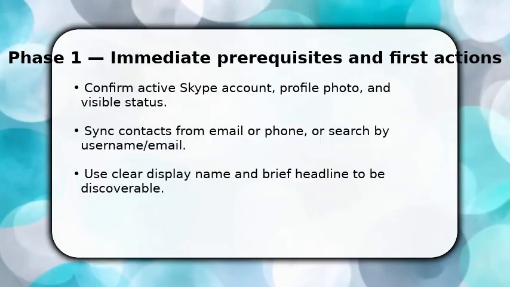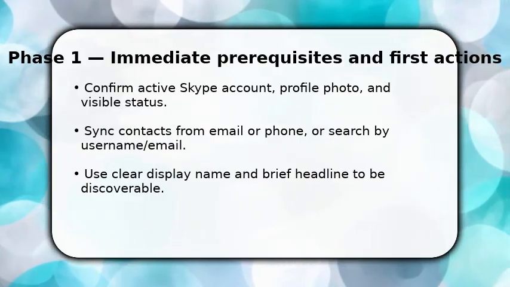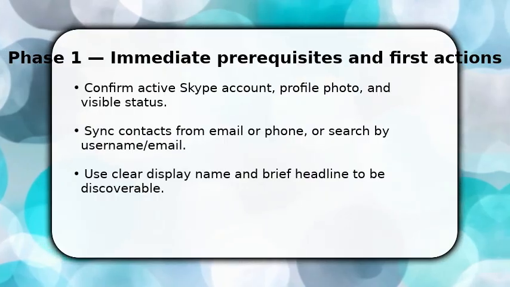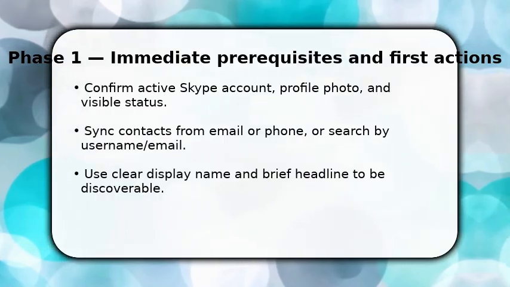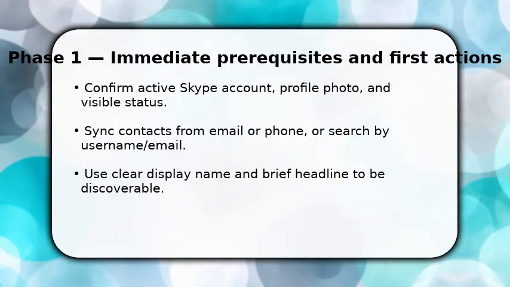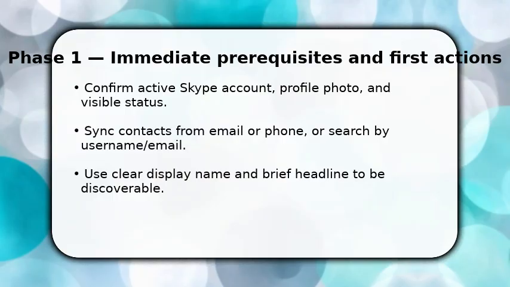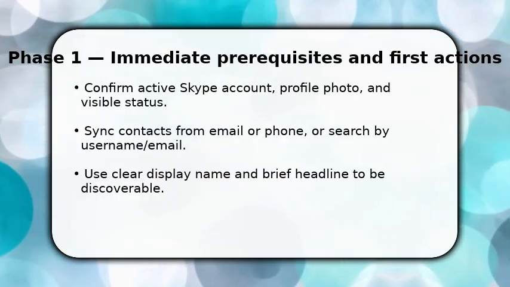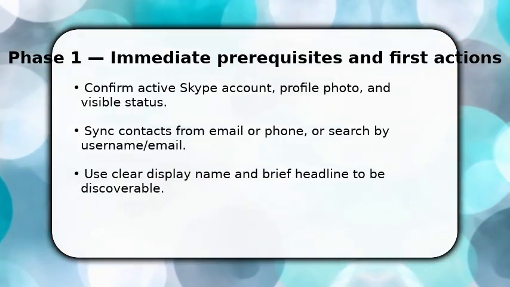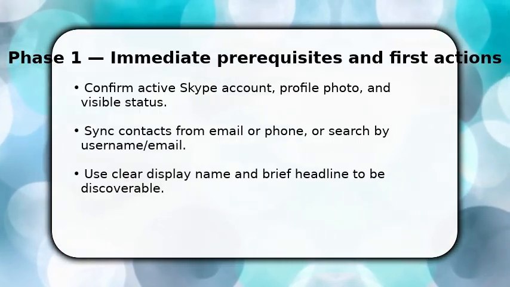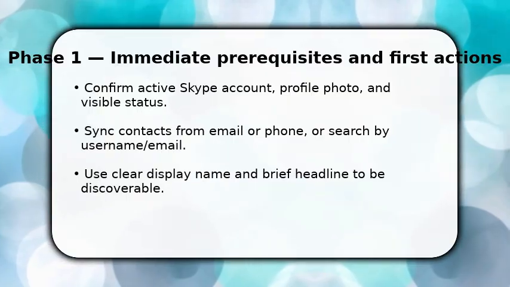You already have the basics, now act. First, make sure your Skype profile is complete with a real photo and a short headline so people recognize you. Once done, sync your email and phone contacts, then search for friends by username or email, add a short personalized note when sending a request. This immediate outreach speeds responses, and being discoverable increases accept rate. Make sure to set your presence to visible so contacts know you're available.